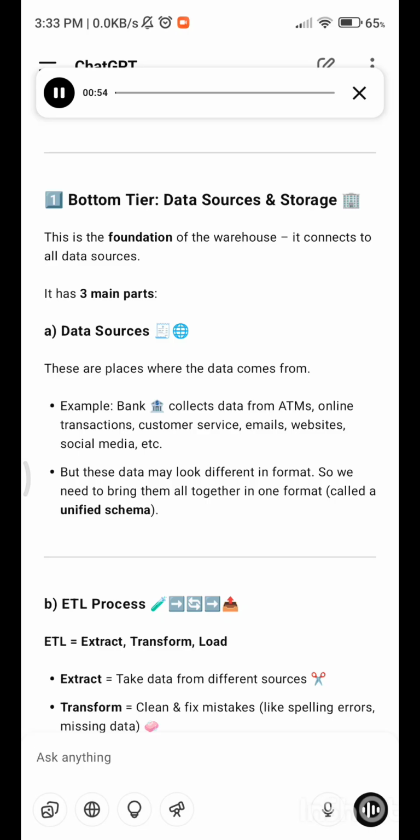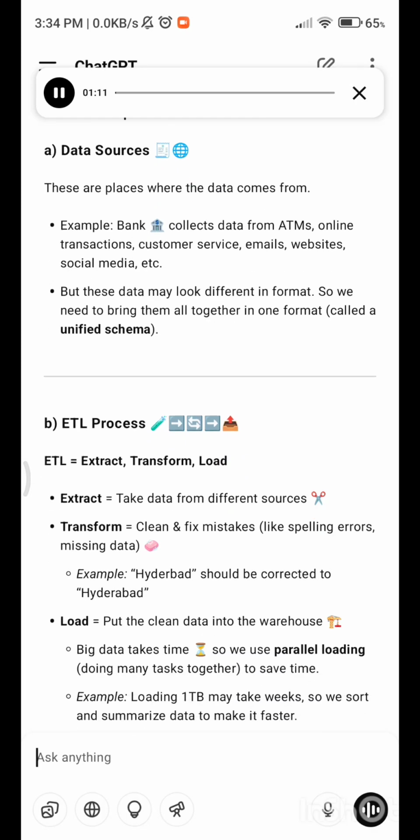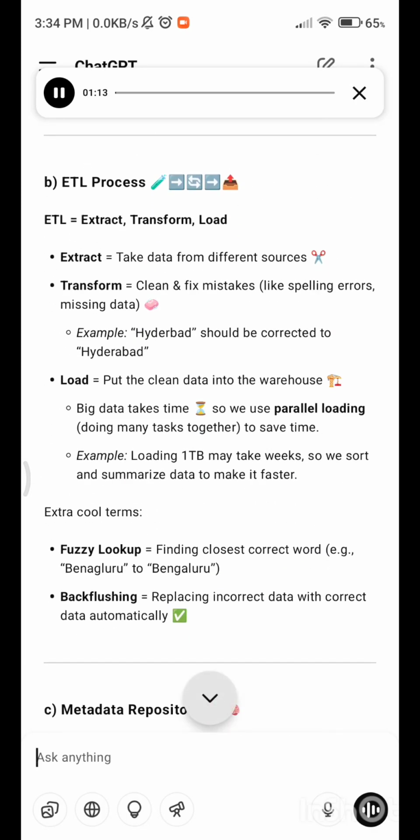A. Data sources. These are places where the data comes from. Example, a bank collects data from ATMs, online transactions, customer service, emails, websites, social media, etc. But these data may look different in format, so we need to bring them all together in one format called a unified schema.